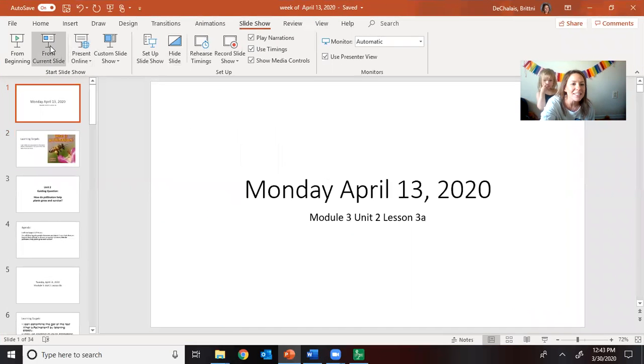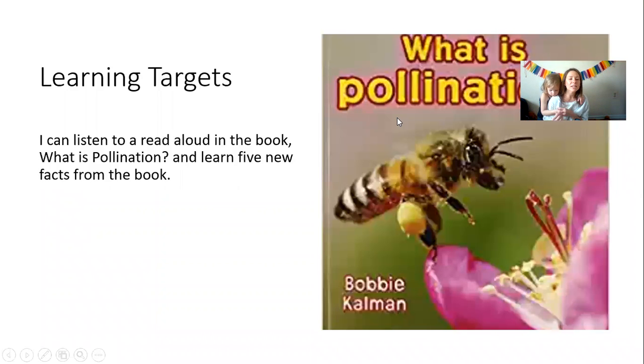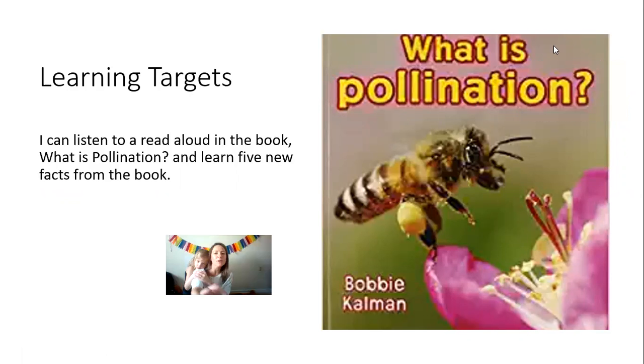And here we go. Today is Monday, April 13th, 2020. We are in Module 3, Unit 2, Lesson 3A. Today's learning target is I can listen to a read aloud in the book, What is Pollination, and learn 5 new facts from this book. So friends, I'm going to do the read aloud for What is Pollination, and you're going to listen just like you did in the past, and you are going to then go into the Google Classroom and type in 5 facts for me, okay? And that will be your assignment after today's reading.